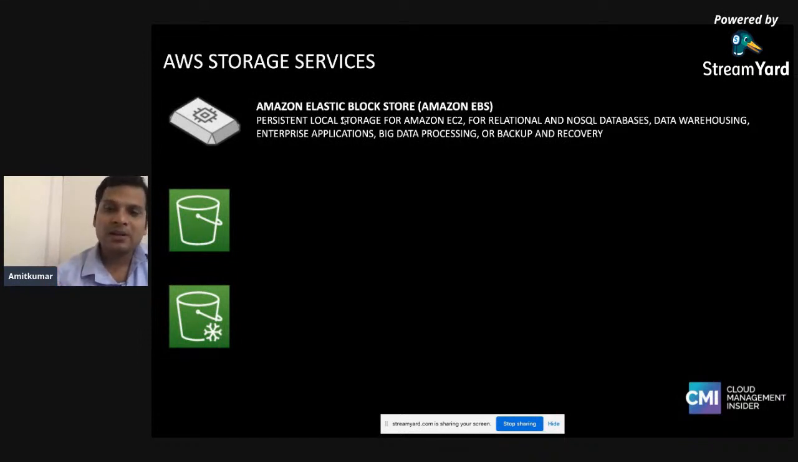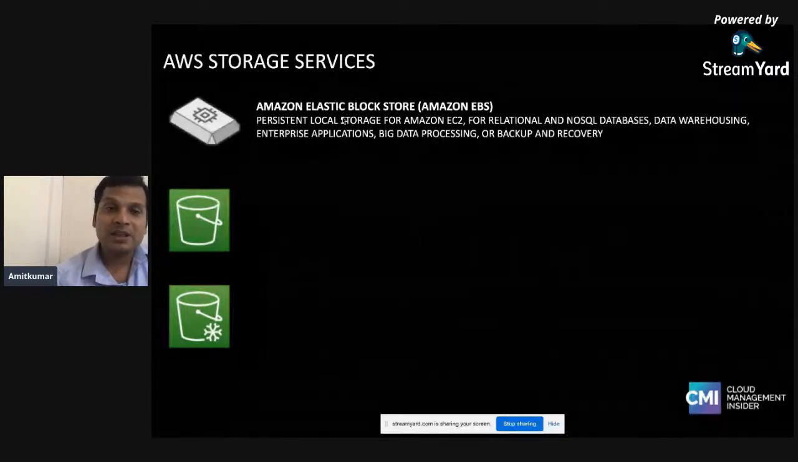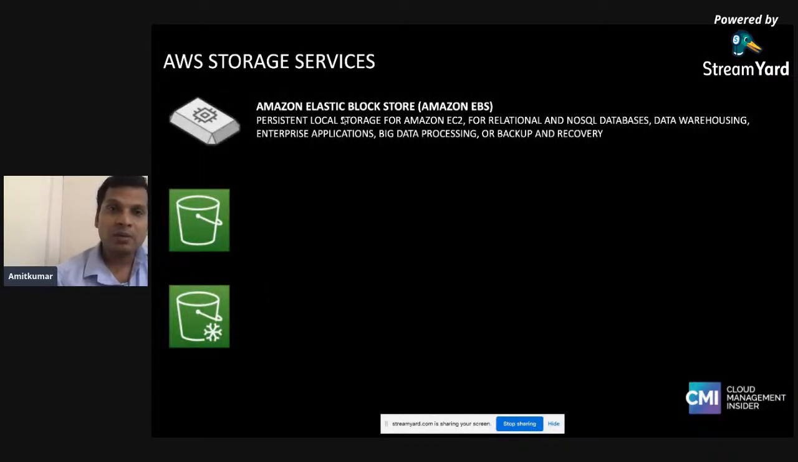Then you can attach a throughput optimized disk as well, so that you can achieve higher IOPS. A disk is nothing but what is called Elastic Block Storage in AWS.